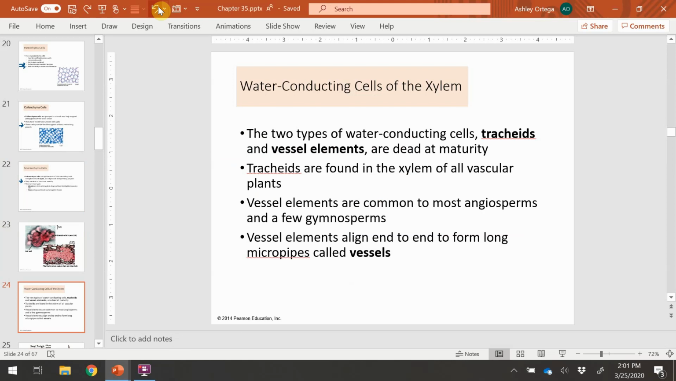Then you have the xylem and the phloem. So that's why earlier in the vascular section, there was nothing from this slide. That's because we have it here.